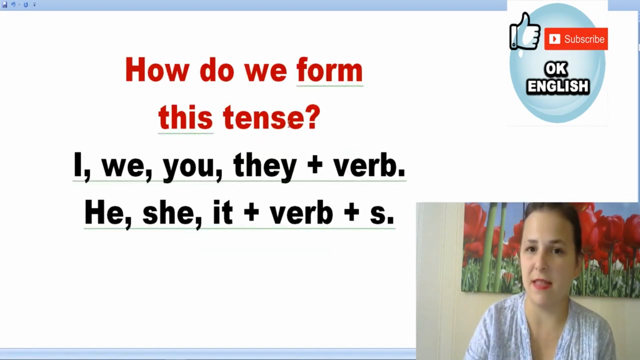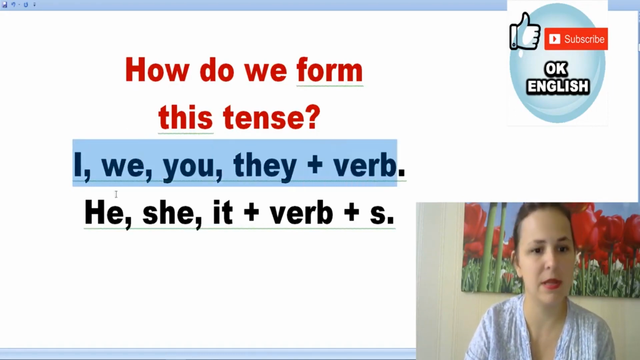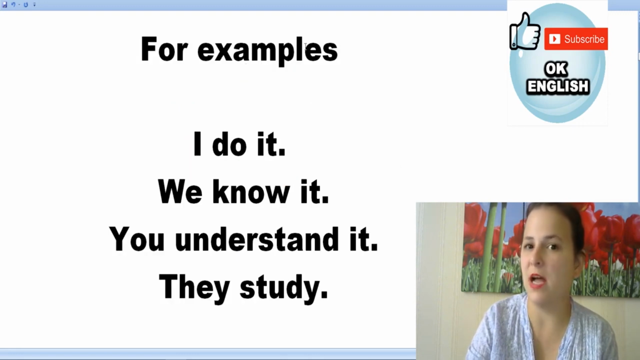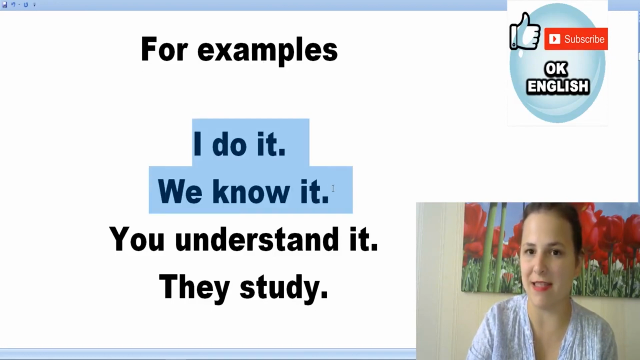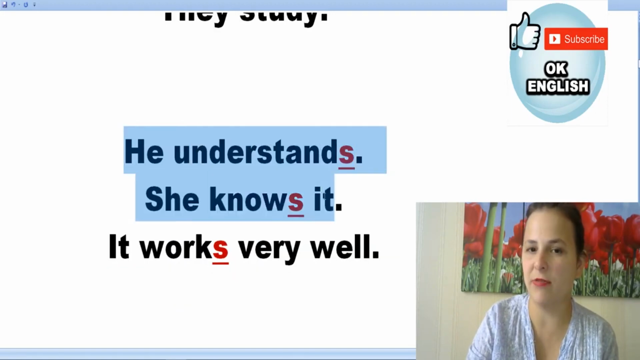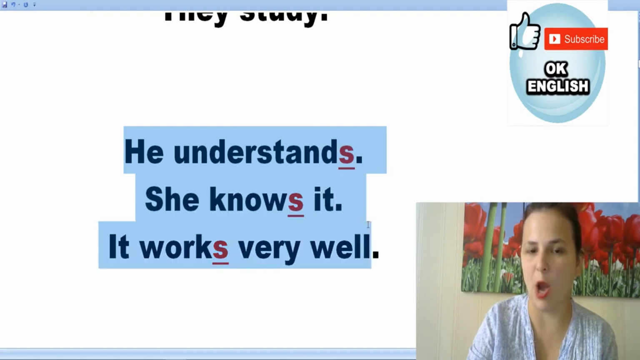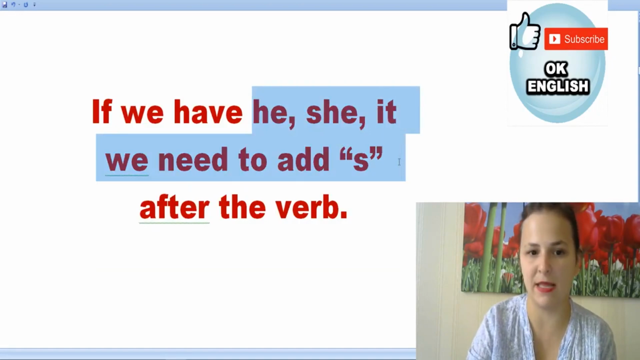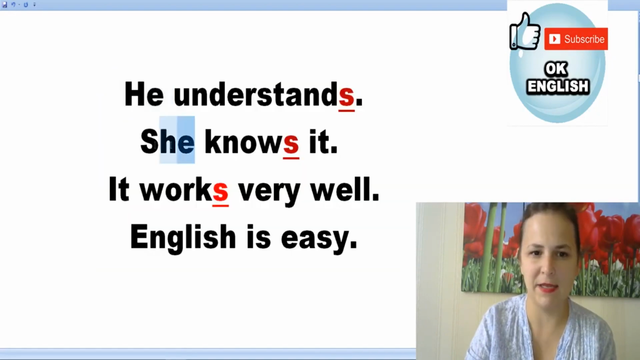How do we form this tense? I, we, you, they plus verb. He, she, it plus verb plus s. For examples, I do it. We know it. You understand it. They study. He understands. She knows it. It works very well. If we have he, she, it, we need to add s after the verb. He, she, it, subject plus verb plus s.